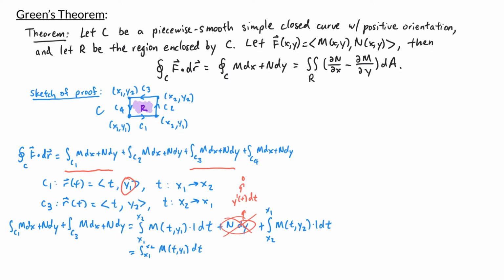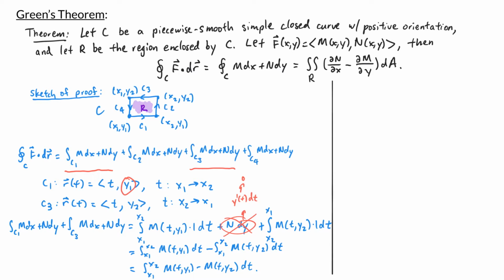Here, in my second integral, I'm going to swap the limits of integration and write this as minus the integral from x1 to x2 of M(t, y2) dt. Combining the two integrals together, I have the integral from x1 to x2 of M(t, y1) minus M(t, y2) dt. Now what I want to do is compare this to the double integral over the region R.